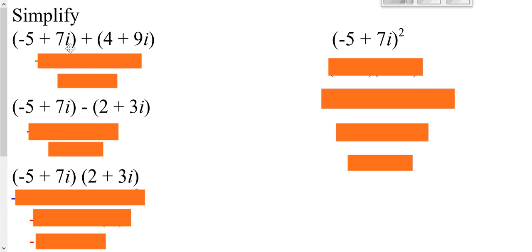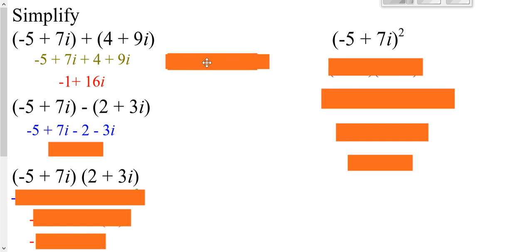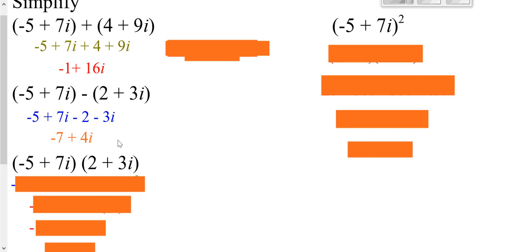So here we're adding complex numbers. Well, if you're adding, you don't need the parentheses. You can drop them. Now you're just combining like terms. -5 plus 4, 7 of the i's plus 9 of the i's. Subtracting. Well, you don't need the parentheses there. Distribute through your parentheses the negative here. Combine your like terms. -5 minus 2, 7i minus 3i.